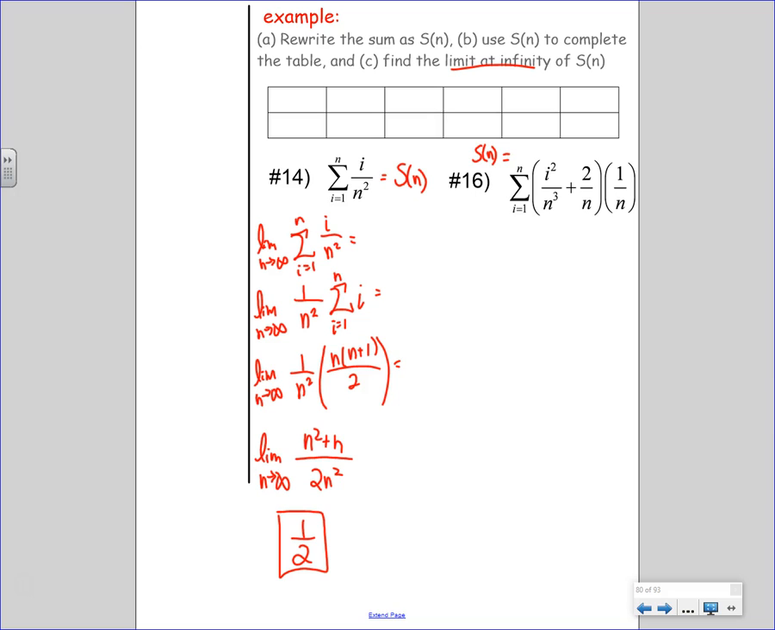I think it was probably like plug in n is 1, n is 2, n is 5. Go to infinity, and you're like, yay. Infinity is way easier than all the rest. Now, wait, hold on. This thing looks a lot more complicated, right? Number 16. I want to take the limit as n goes to infinity.